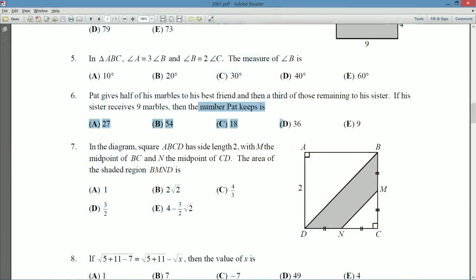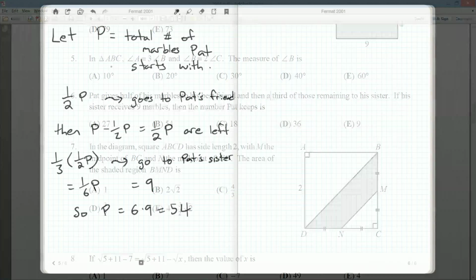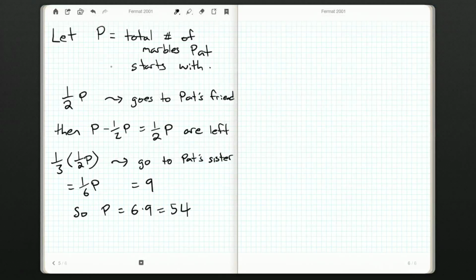No, you got to be careful. You have to make sure you know exactly what you're looking for. And we're not looking for the total number of marbles. We're looking for the number that Pat keeps. Okay? So half went to the best friend, and then a third of what's left went to the sister. So he kept a third of the half that was left. So he kept 2/3 of the half that was left. Okay? So we need to work that out. Now that we know the total number of marbles, we'll be able to get a definite answer here. But we need to make sure that we actually get the right value.